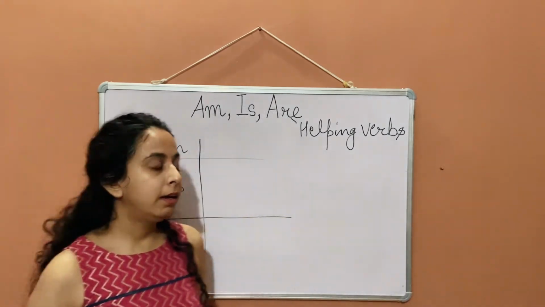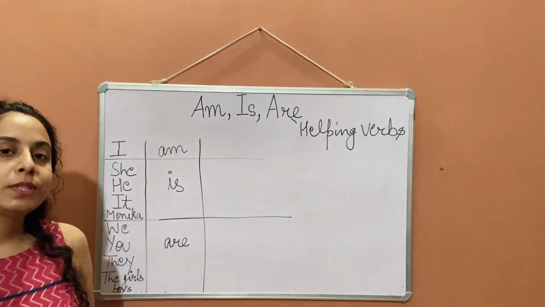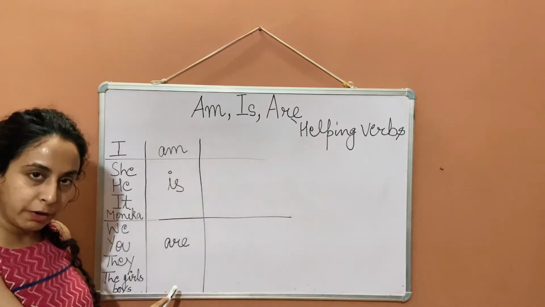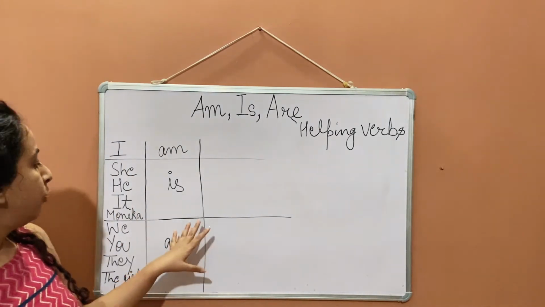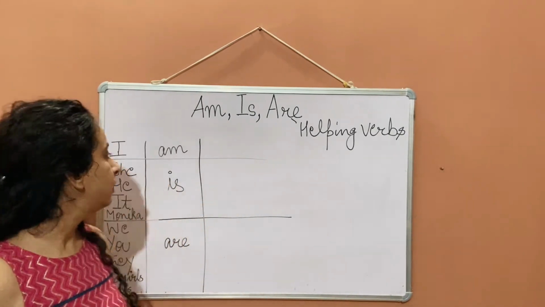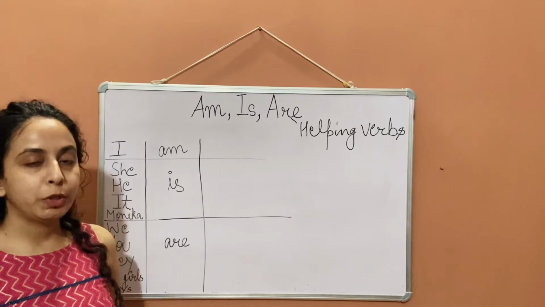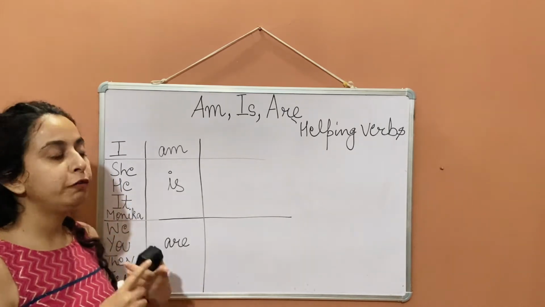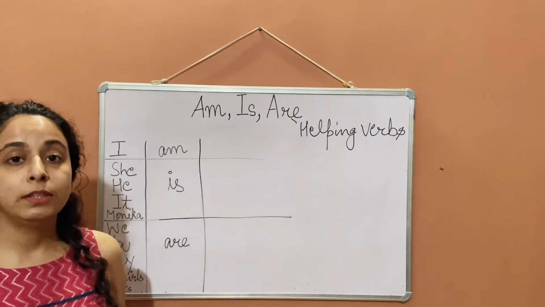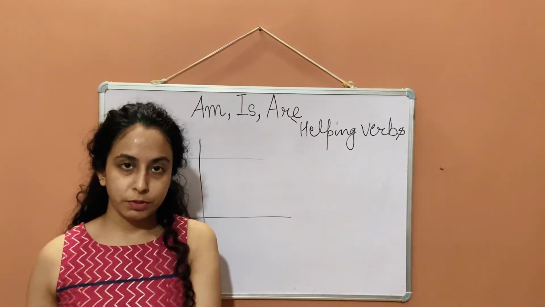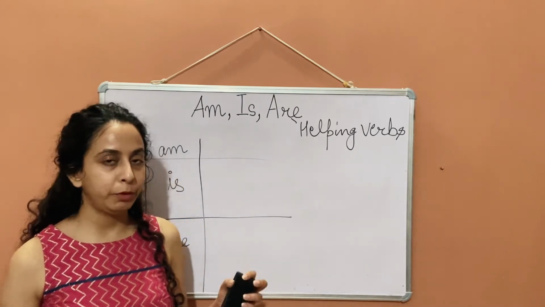Now let's look at an example. Let's look at a table, and in this table we are going to learn the usage of am, is and are. Here I have written some pronouns and nouns. These helping verbs are used with pronouns and nouns. We have already studied nouns and pronouns, but I'm going to brush up your memory a little. Nouns are the names of place, person, animal, things. And pronouns are the words that are used in place of nouns. Nouns and pronouns we have already studied in our previous videos.